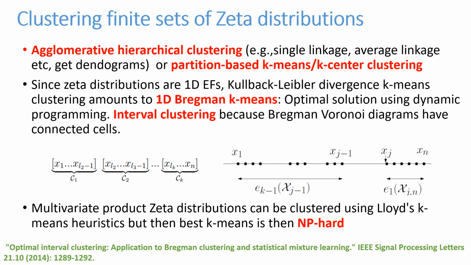If, on the other hand, we want to cluster a product of zeta distribution features, we will end up with a generic Bregman k-means clustering, and this problem is NP-hard when the dimension is greater than 1.